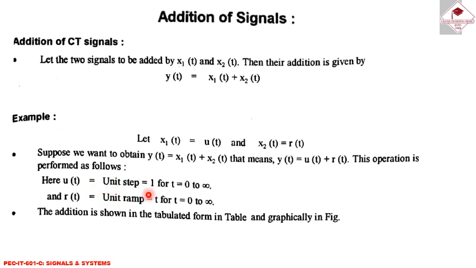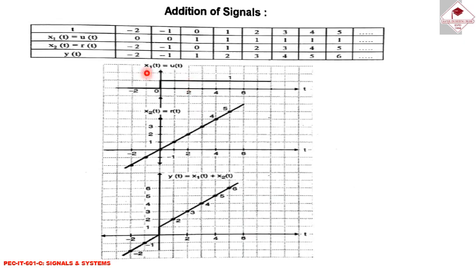Here u(t) is the unit step function, that is equal to 1 for t from 0 to infinity, and r(t) is the unit ramp, that is equal to t for t from 0 to infinity. The addition is shown in tabular form in the table, and it can also be obtained graphically like this. Here in the tabulation form the signal is represented. Here x1(t) is equal to u(t), the unit step function, and x2(t) is equal to r(t), the unit ramp function. Now if I add x1(t) plus x2(t), as per the position value of the signal, the signals are going to be added.